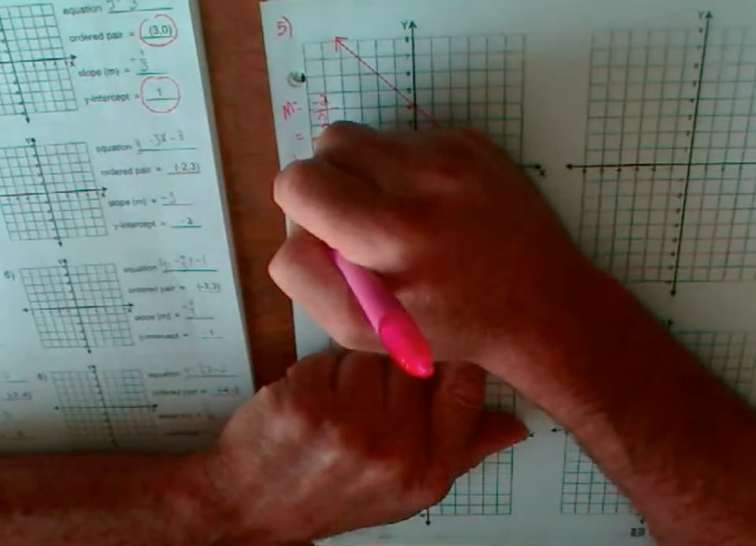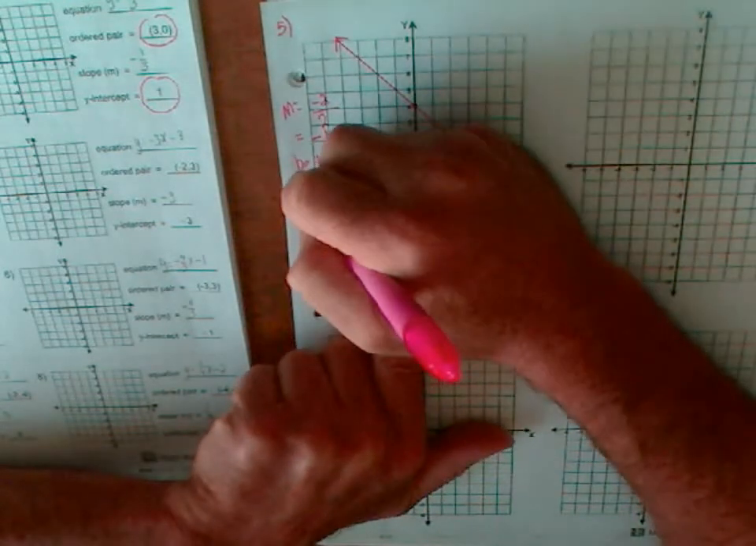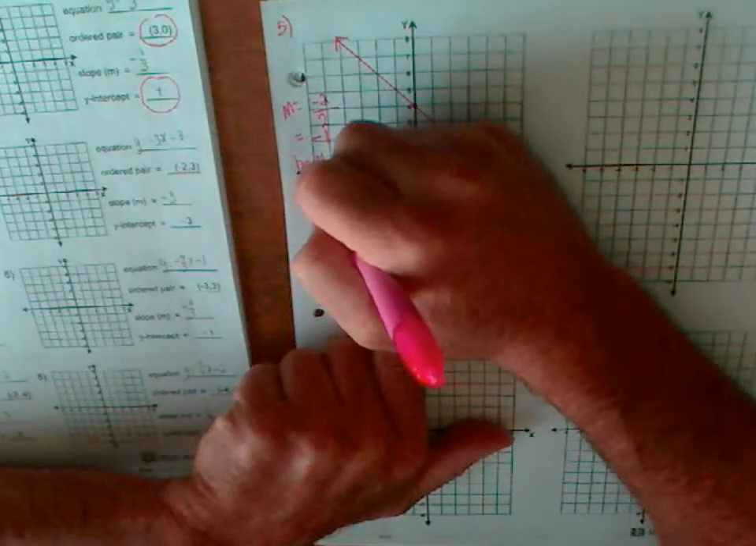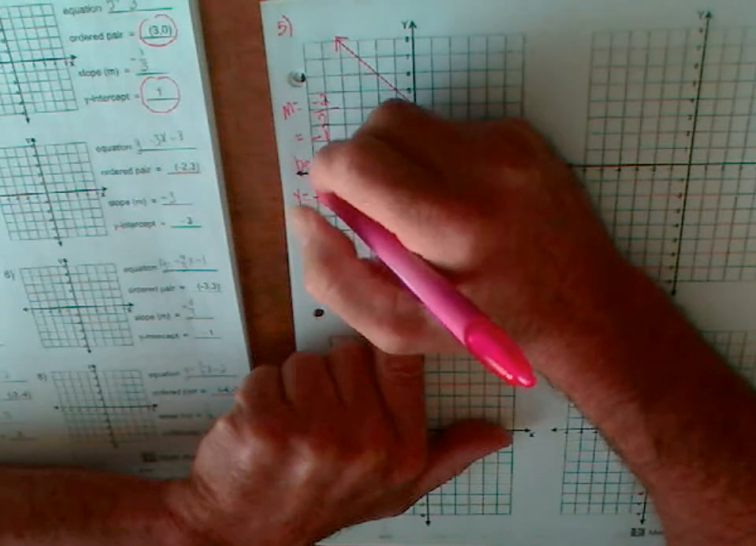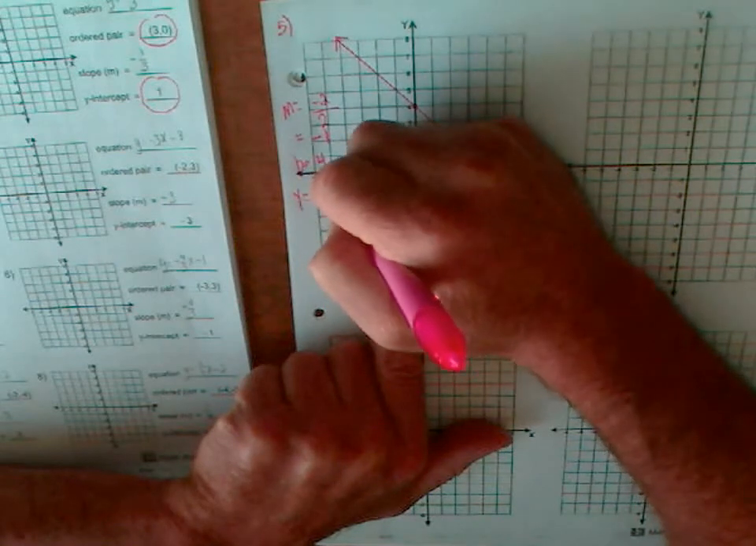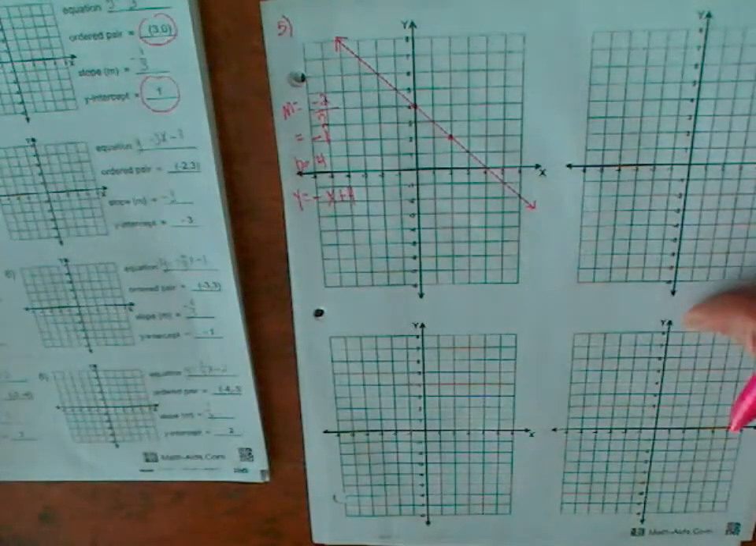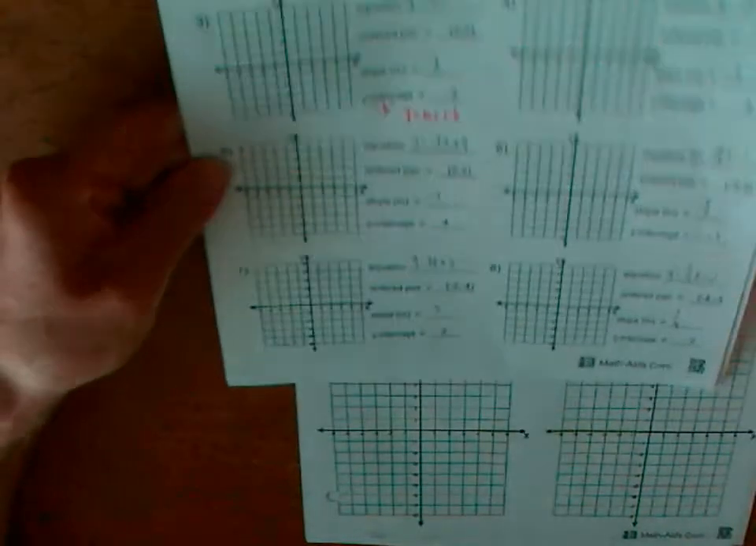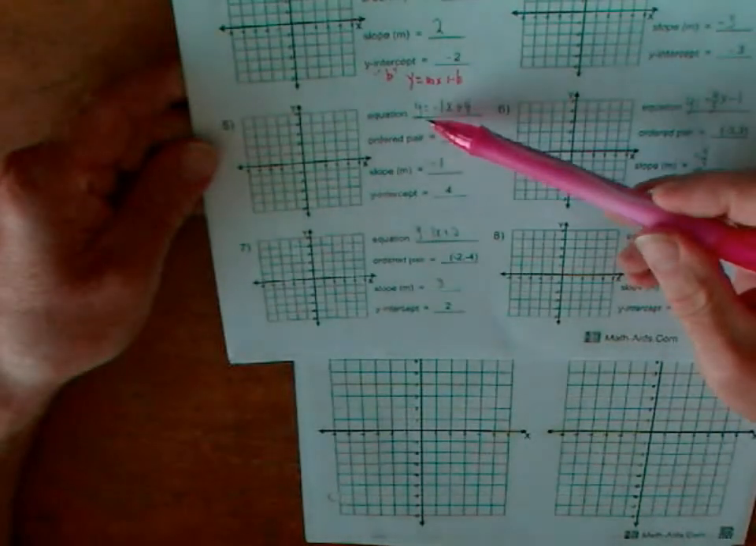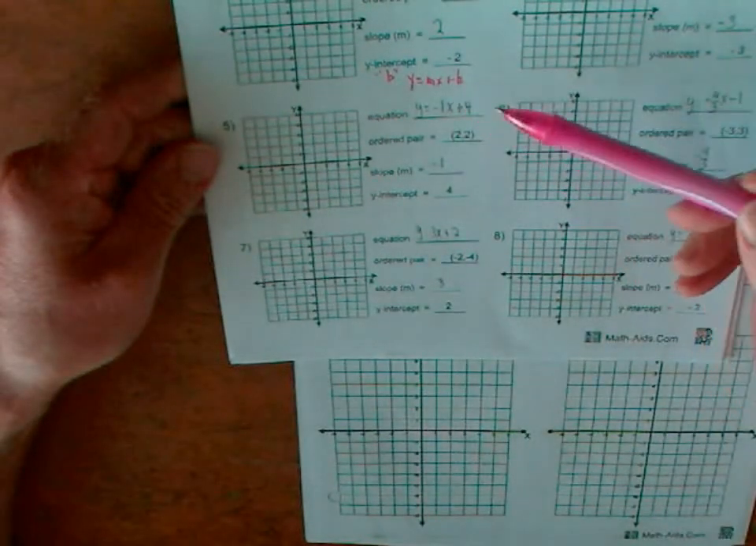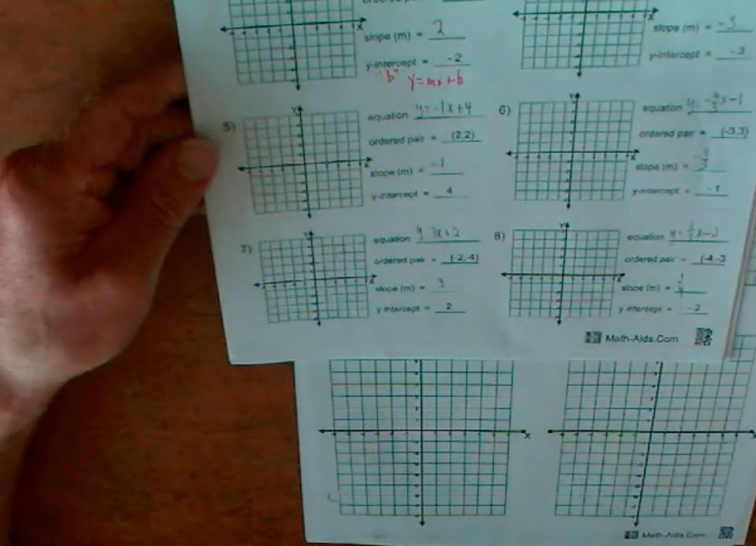So our equation is y equals negative x plus 4. That's right here. Y equals negative 1x, or just negative x plus 4, and our slope is negative 1.